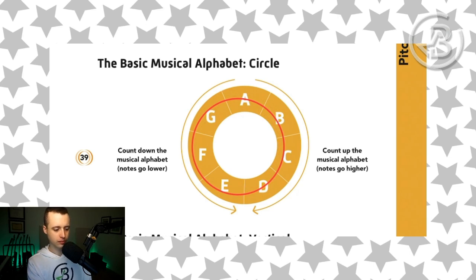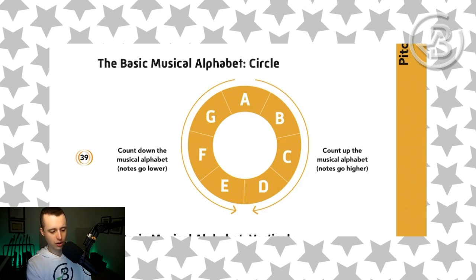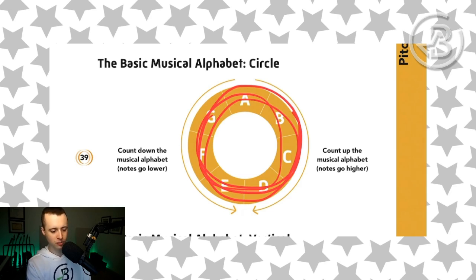Lower and lower. Remember, we can start anywhere on the basic musical alphabet. We can start on B. B, C, D, E, F, G, round and round and round. We can go backwards, starting on any letter. Start on G, and we go backwards.